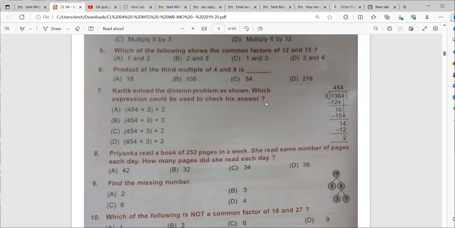Which of the following shows the common factor of 21, 15? Shuok, number 5 is wrong. Shuok, a few minutes ago you forwarded me an answer, it was correct. Shuok, number 5 is wrong. Tuhin, number 5 is correct. Debangshu, number 5 is correct.